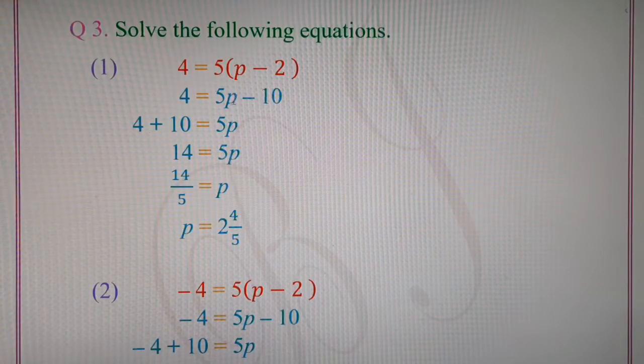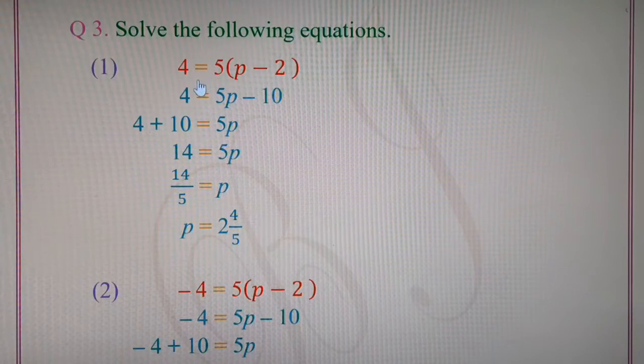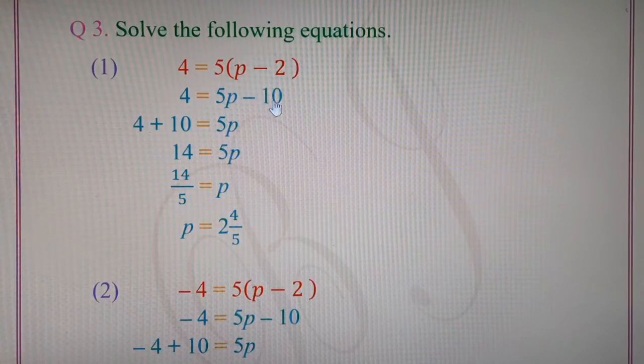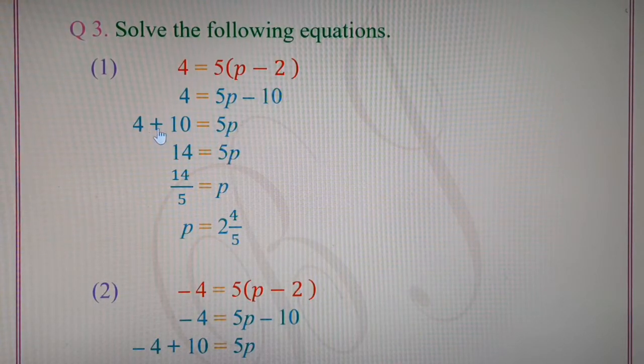But p has a coefficient 5 next to it. So we will keep 5p alone on the right hand side, and minus 10 will be transferred to the left hand side. So when minus 10 is transferred to the left hand side, we are using the transpose rule, the opposite rule, which means subtraction will become addition. So minus 10 when it is transferred from right hand side to the left hand side, it will become plus 10. So we will get 4 plus 10 is equal to 5p in the second step. Now we will solve this further.